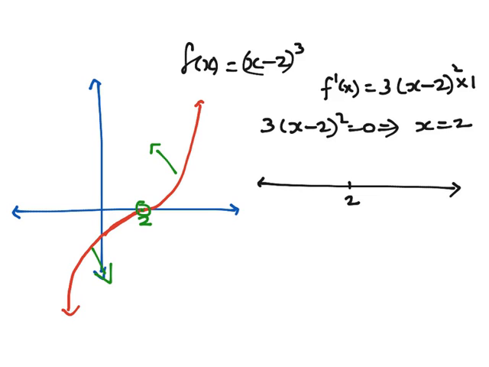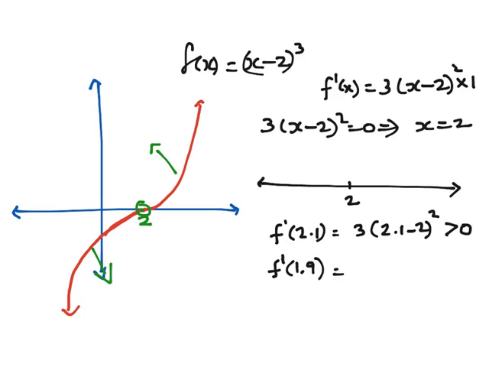Okay, let me take a value more than 2. Let me take, let's say, 2.1 and substitute in the f dash of x. So f dash of 2.1 is 3 times 2.1 minus 2 the whole square, which is definitely positive. Let me take a value less than 2, let's say 1.9. So f dash of 1.9 equal to 3 times 1.9 minus 2 the whole square. Again it will be positive. So before and after 2, f dash of x is positive.